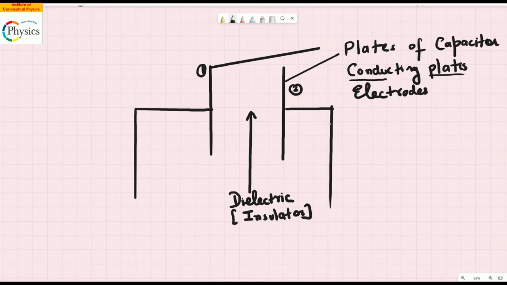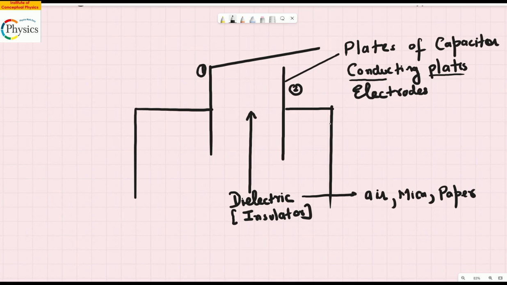What are the examples of dielectric? Air is a dielectric. So between the 2 plates, you can have air. Then you can have mica. And then you can have paper. So these are the various types of dielectrics that you can have.